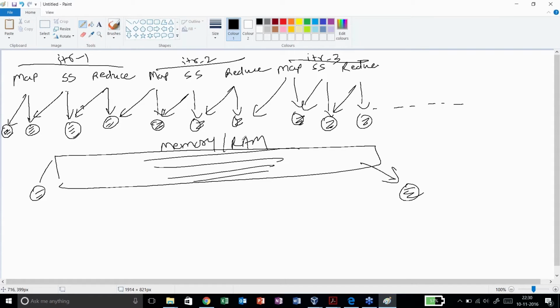Okay, now by design, the framework is designed in such a way that it does a lot of in-memory processing, and hence it is actually going to do the computation much faster than MapReduce, and that is the primary selling point of Spark over MapReduce as a distributed processing engine.